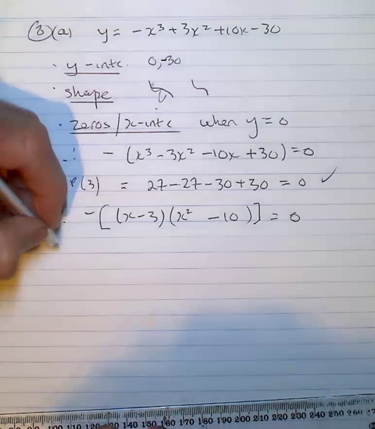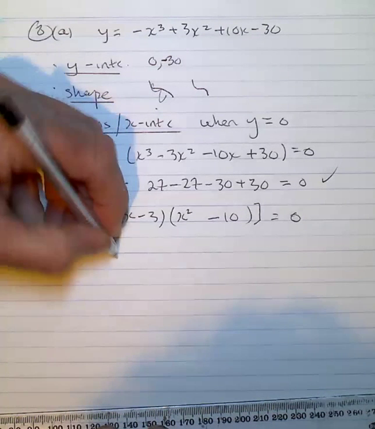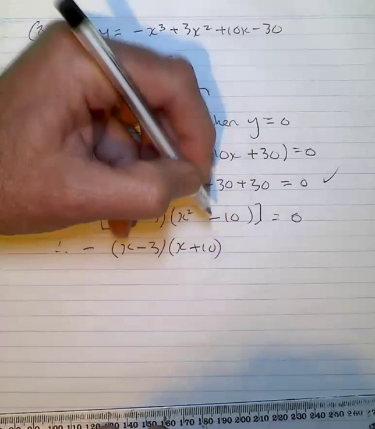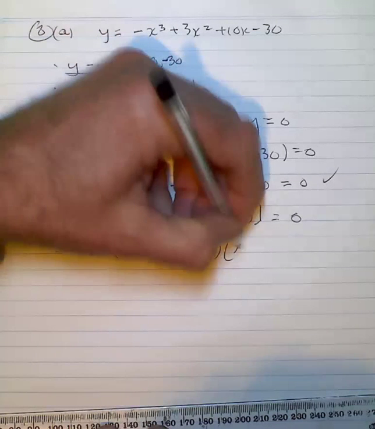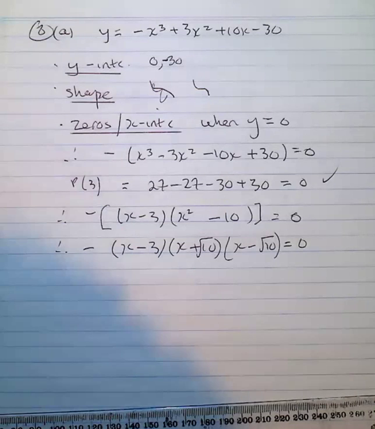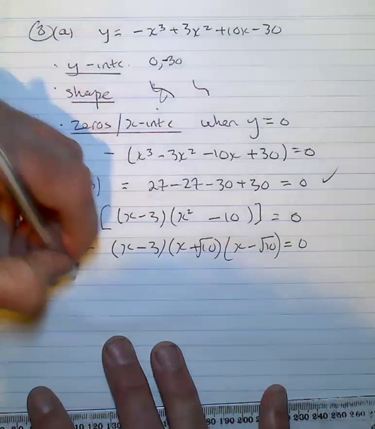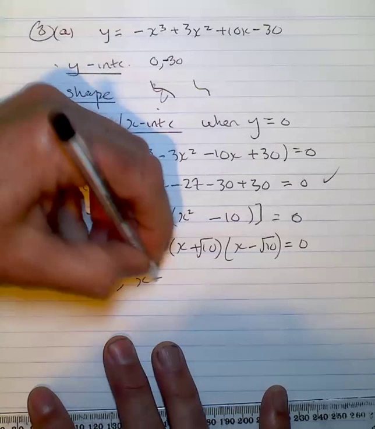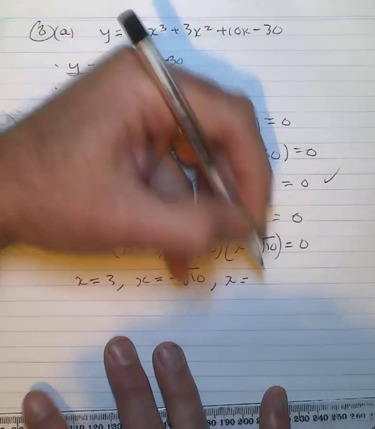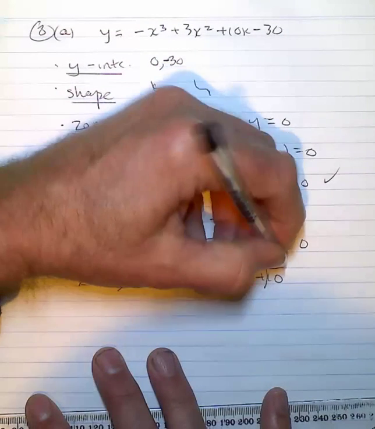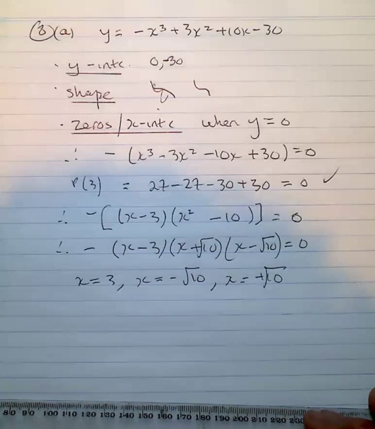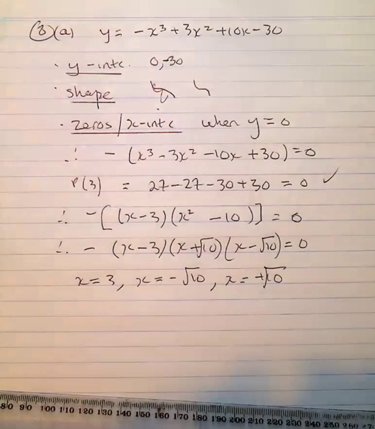So I have that, so it will be a difference of two squares. So in this particular problem, x is equal to 3, x is equal to negative root 10, and x is equal to positive root 10. And I can use that information in order to graph the function.